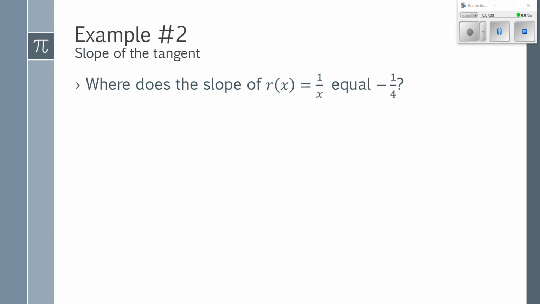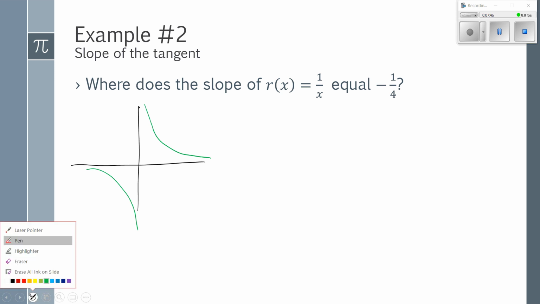If I go to a second example, rather than writing the equation of a tangent, I just want to know where the slope of this function r of x equals 1 over x equals negative 1/4. Again, if I'm finding the slope of this, that means I'm doing an instantaneous rate of change. So I'm just going to do a little sketch to help me visualize things. I happen to know what 1 over x looks like. If you don't, you can just make a random curve.